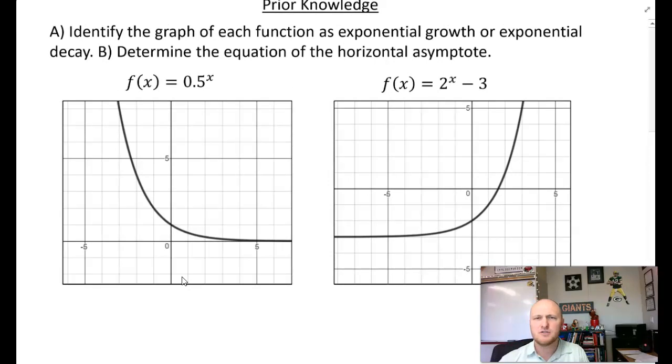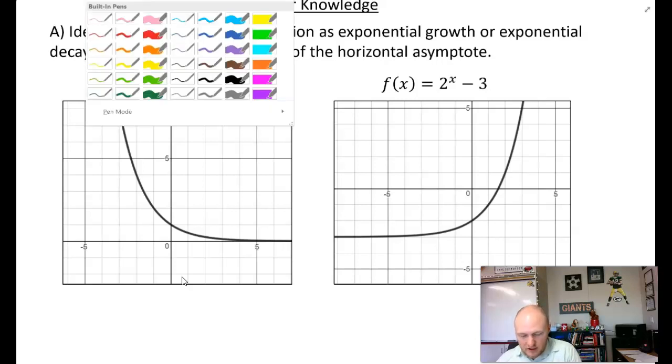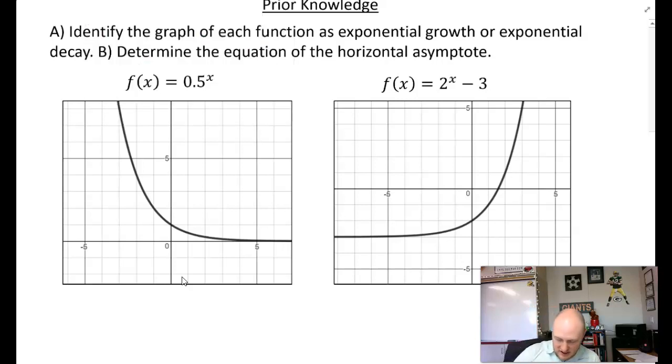First, identify which function is exponential growth and which one is exponential decay, as well as determine the equation of the horizontal asymptote. Well, in your prior studies in Math 1, you would have determined that if a function is decreasing exponentially, this is exponential decay. And if a function is growing, getting bigger and bigger and bigger, that's going to be exponential growth.